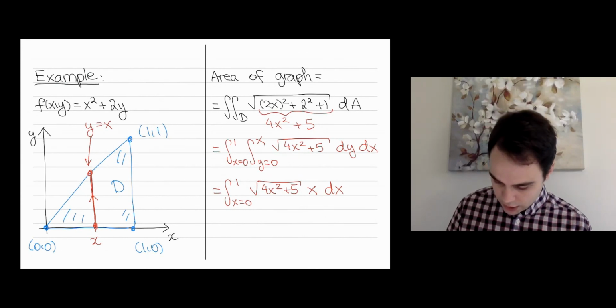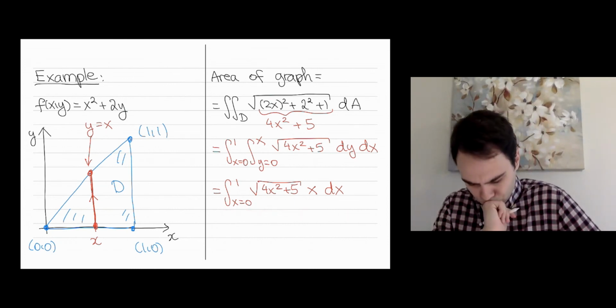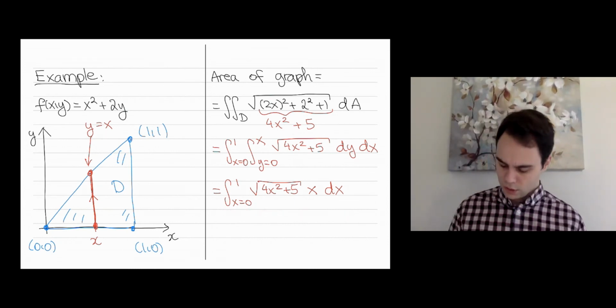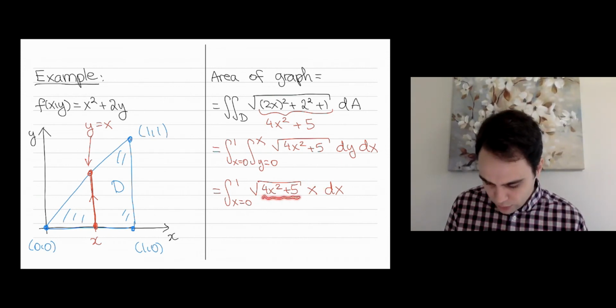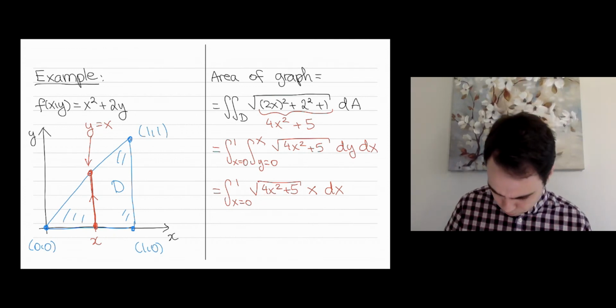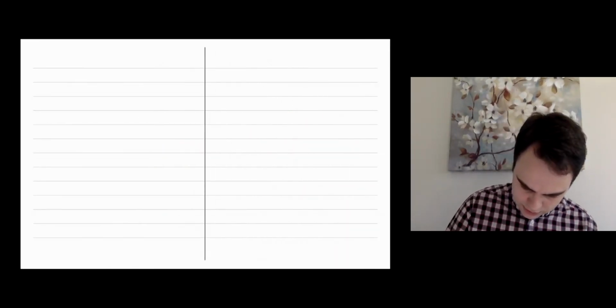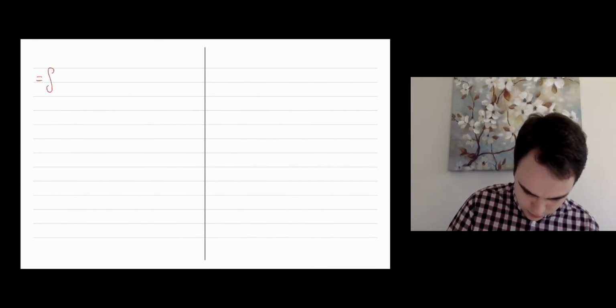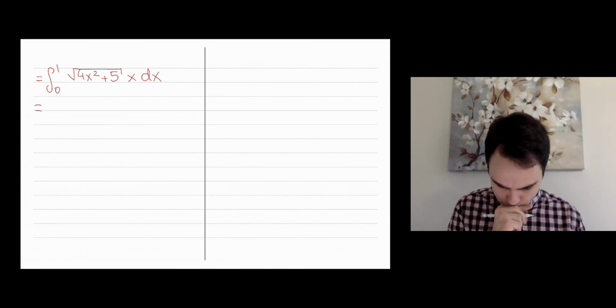And now the integral we have here is a friendlier integral, because you can see that x is almost a derivative of what's inside, so we can do it with the u substitution. So let's do it with our minds. Let me move to the next page. So we're looking at the integral from 0 to 1 of square root of 4x squared plus 5 times x dx. We can just evaluate this.